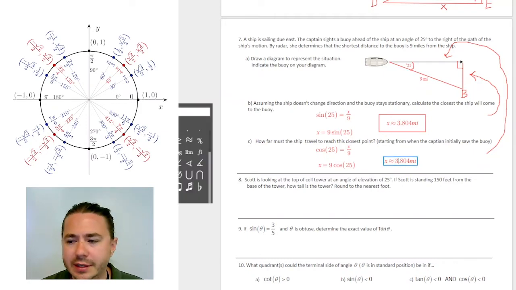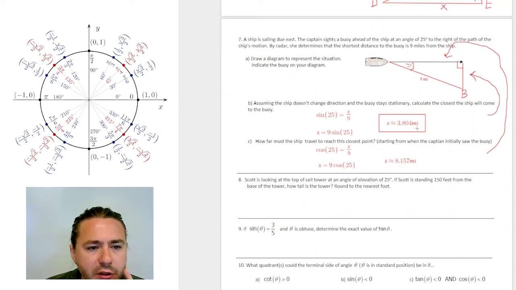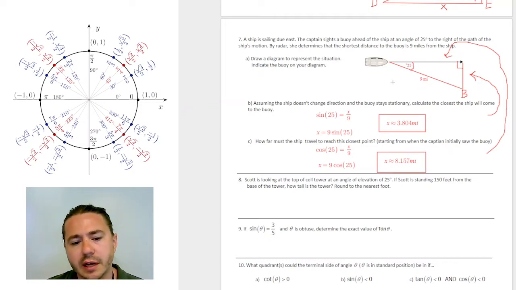Okay, anyway, type that in your calculator. You should get 8.157 miles. And there's the ship problem. Okay, so again, the tricky part here is making sure you're reading the problem correctly and drawing the diagram accurately.